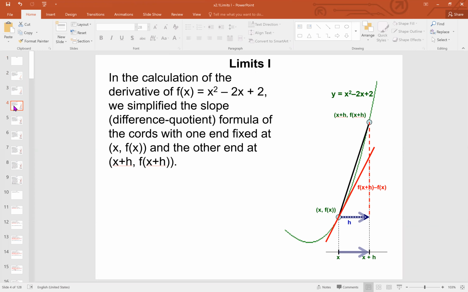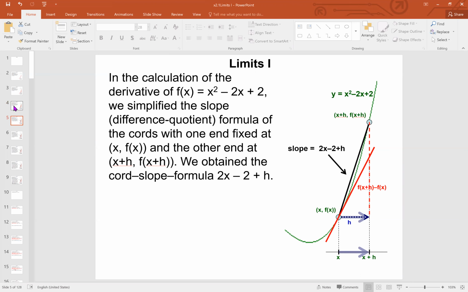Then we connect this black line, whose slope we can calculate readily because I know the equation of the green line that they sit on. I can clean the algebra up and the slope I get depends, of course, on where x is and on how big h is. I get this formula for the slope of the chord. But I don't want the slope of the chord. I want the slope of the red line.